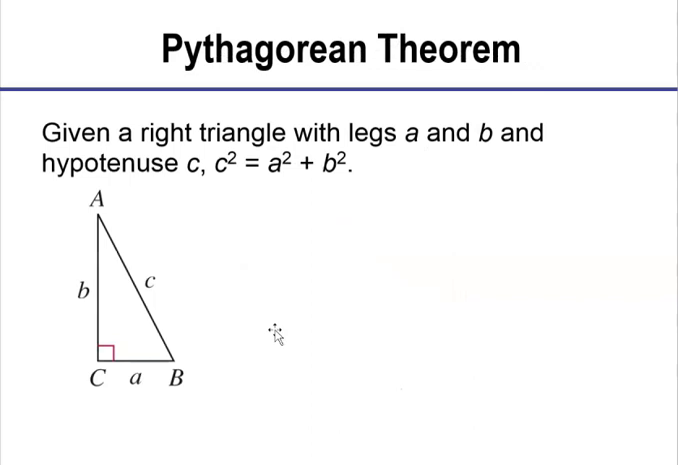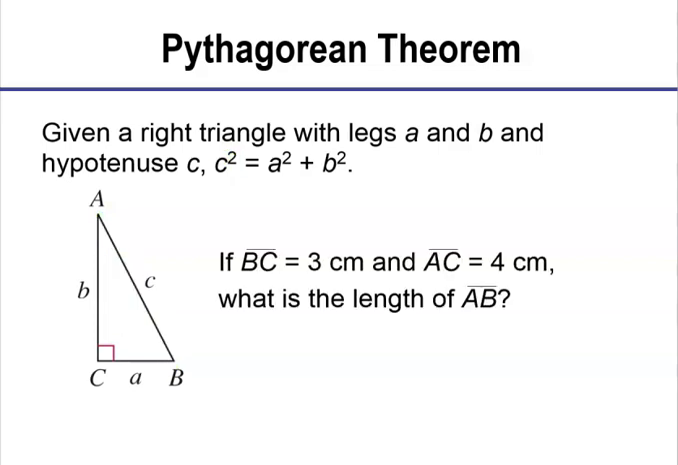So given a right triangle with legs A and B, and hypotenuse C, then the relationship between these sides is always C squared is equal to A squared plus B squared. And I tend to say it the other way, that A squared plus B squared equals C squared. So again, very important that this C squared, the one it's equal to, is always the hypotenuse value. Also, don't forget to square each of the sides when you use it.